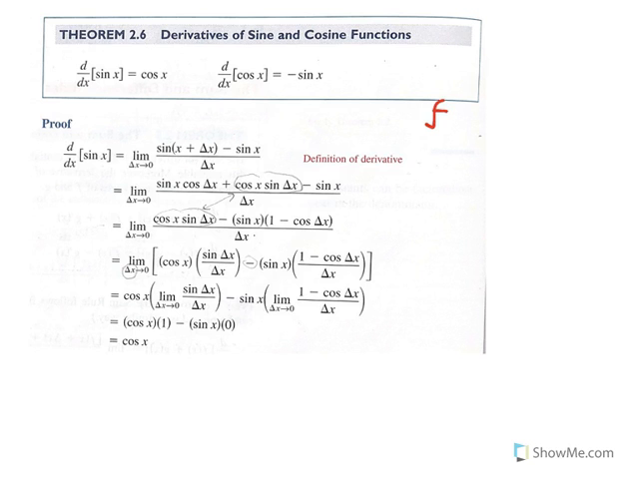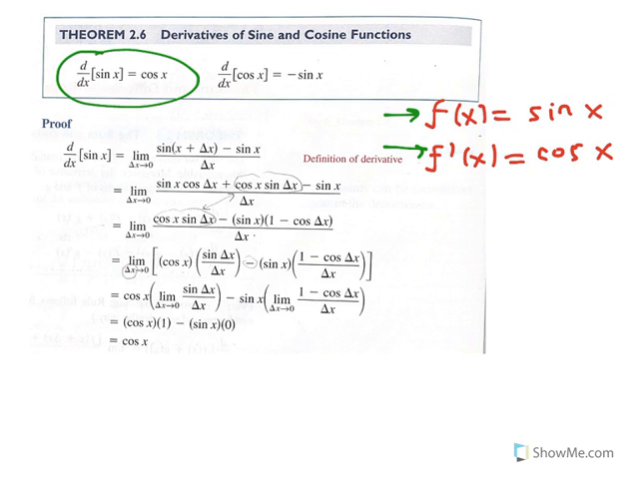So if you have the function f of x is equal to sine x, its derivative is cosine x, as written here. The derivative with respect to x of sine x is cosine x. And of course, as we already saw in our lesson objectives, the derivative with respect to x of cosine x is negative sine x. So what you see here is the proof of the first rule, the derivative of the sine function.